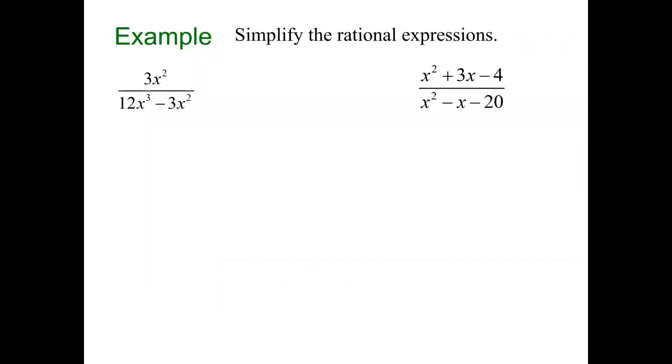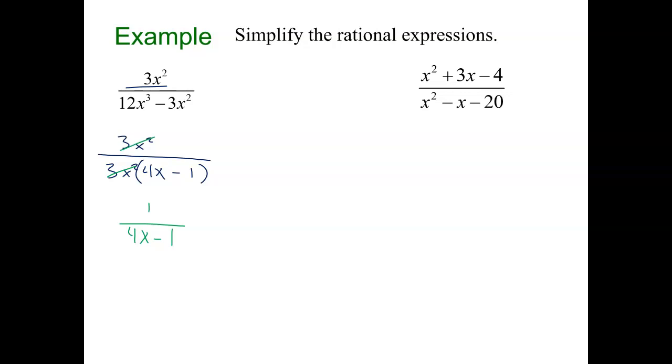Okay? So, my numerator's already factored. So there's not really a whole lot I can do there. Denominator. I need to factor 12x to the third minus 3x squared. How can I factor that? GCF, what's my GCF? 3x squared. So I factor out 3x squared, and I'm left with 4x minus 1. Now we look at numerator and denominator. Do I have anything in common? 3x squared. They have that entire thing. So what's left in my numerator? 1. And in my denominator? 4x minus 1. That's the answer. That's it.